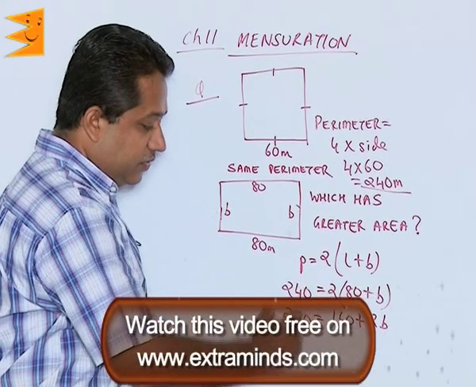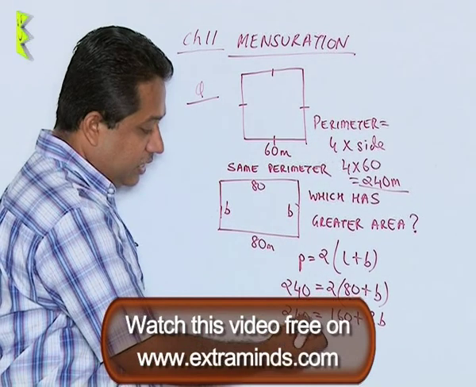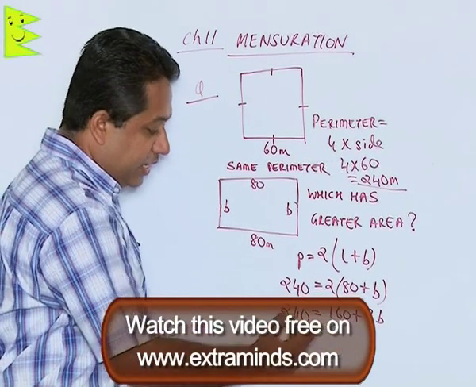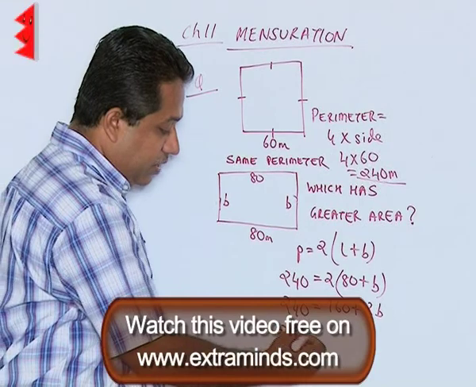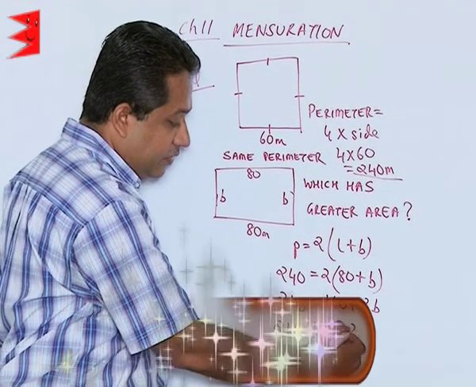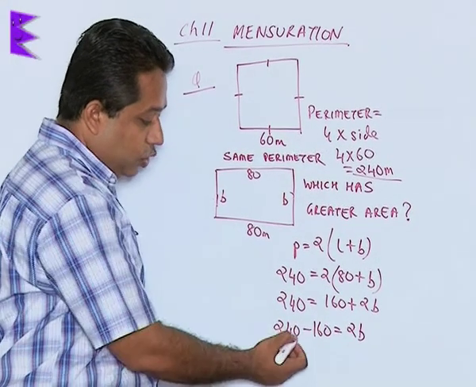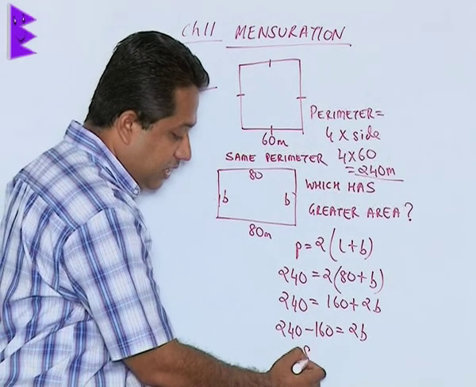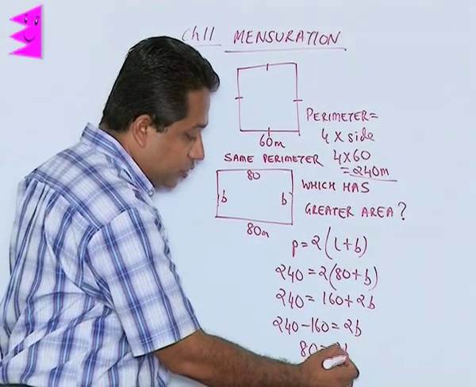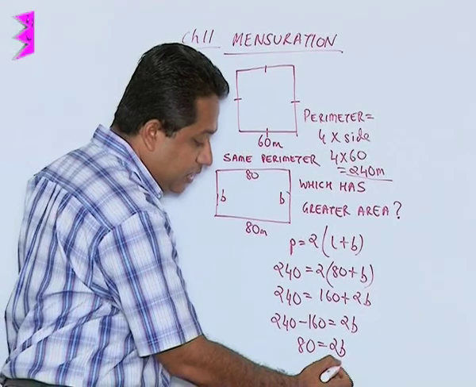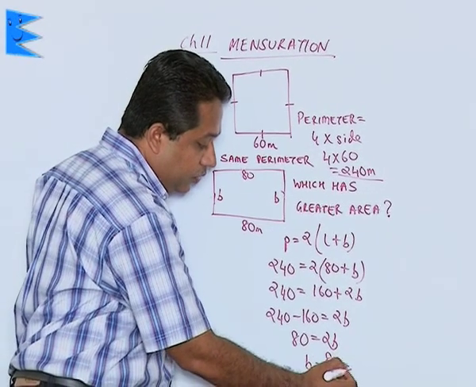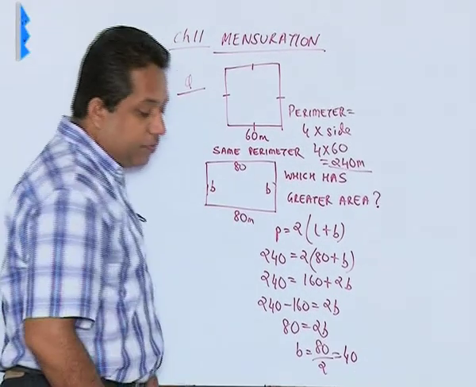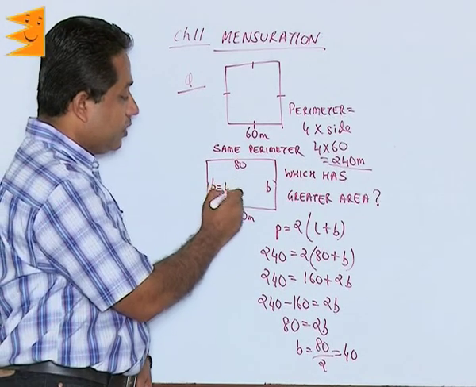Now, we are going to transfer this 160 to the left side, and when we transfer it this becomes negative. So, 240 minus 160 is equal to 2b. 240 minus 160 we are going to get 80. So, the value of b will be 80 upon 2, which gives b as 40. So, the breadth is 40.